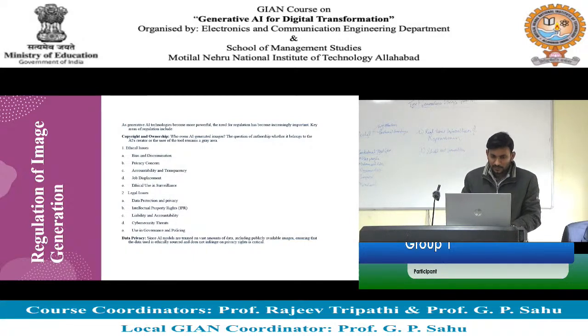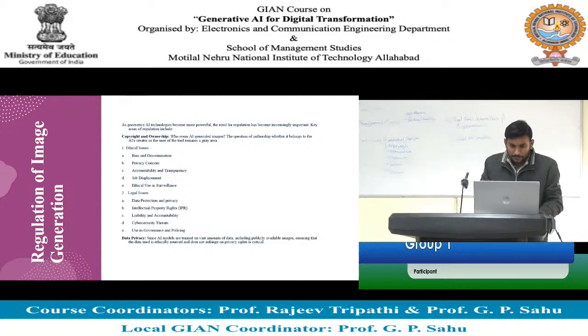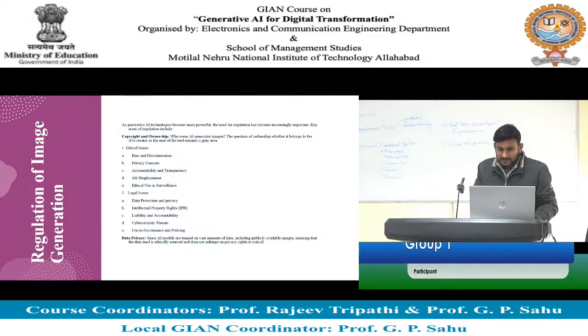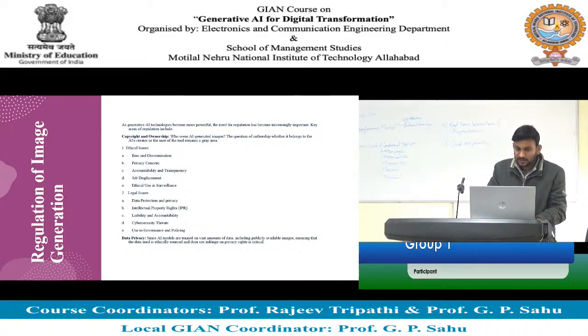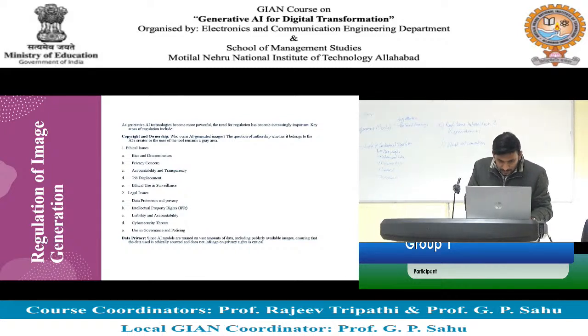Regulation of image generation, copyright and ownership. Who owns AI-generated images? The question of authorship, whether it belongs to the AI's creator or the user of the tools, remains a gray area. There are ethical issues: bias and discrimination, privacy concerns, accountability and transparency, job displacement, and ethical use in surveillance. And legal issues: data protection and privacy, intellectual property issues, liability and accountability issues, cybersecurity threats, and use in governance and policies.